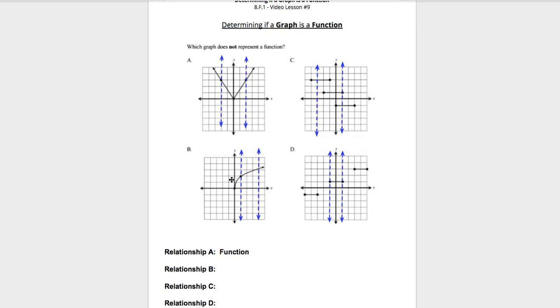When we look at relationship B, the graph is curving. It's a nonlinear graph. That's something that's new, but it's still a function because each blue line hits the graph only once.